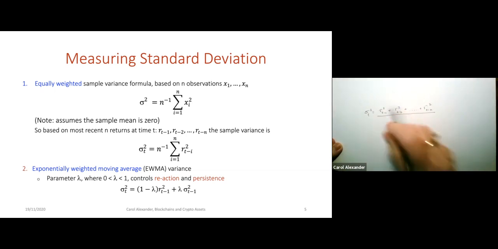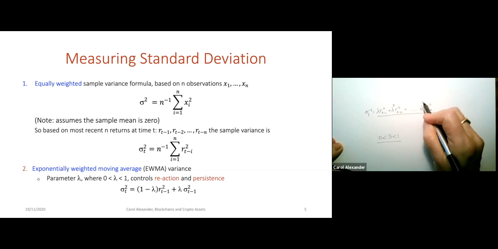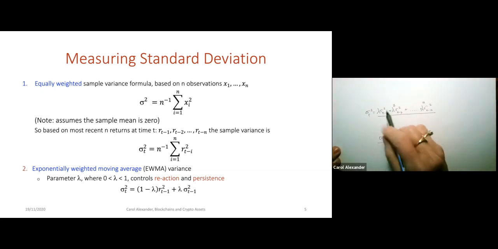Suppose now instead we introduce some lambda where lambda is less than 1. Say, it has to be positive, so it's somewhere between 0 and 1. And we multiply these things, this one by lambda squared, and so on and so forth, and this one by lambda to the n. Okay? And then we can add up lambda plus lambda squared plus lambda to the n. And actually, that's the sum of the weights.